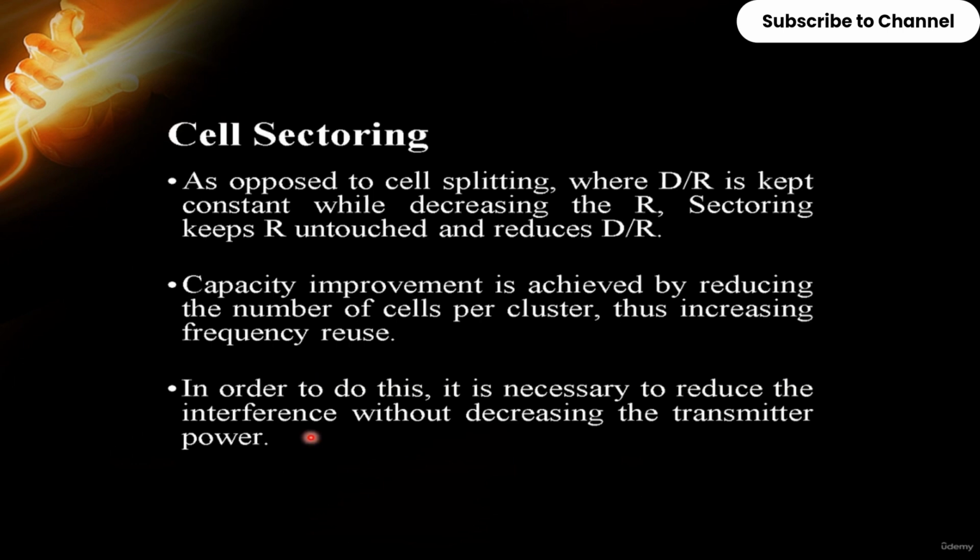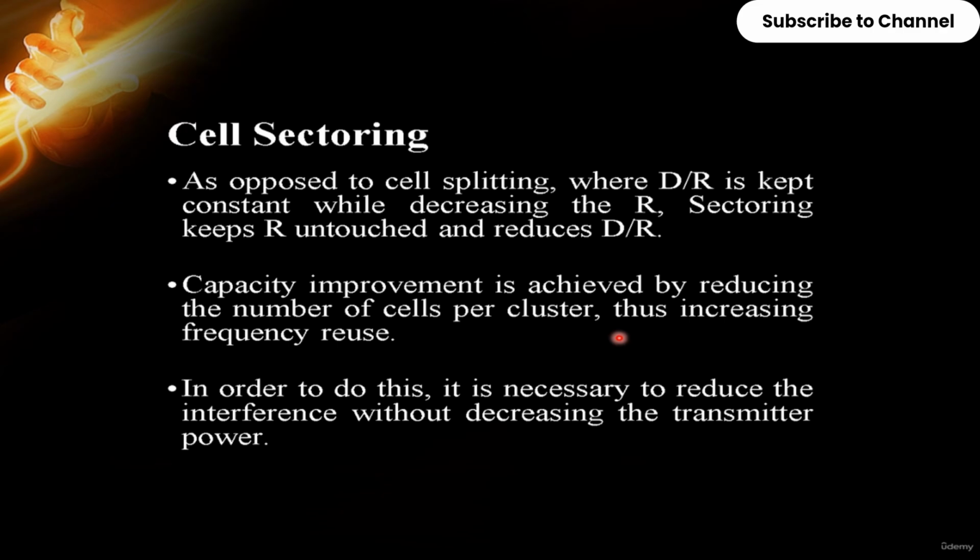Now the topic is cell sectoring. In cell sectoring, as opposed to cell splitting, we are concentrating on the D by R ratio. D is the co-channel distance, the distance between two co-channel cells, and R is the radius of the cell. In splitting, D by R is kept constant while decreasing R. Sectoring keeps R untouched and reduces D by R. The capacity of sectoring is improved by reducing the number of cells per cluster, thus increasing the frequency reuse.